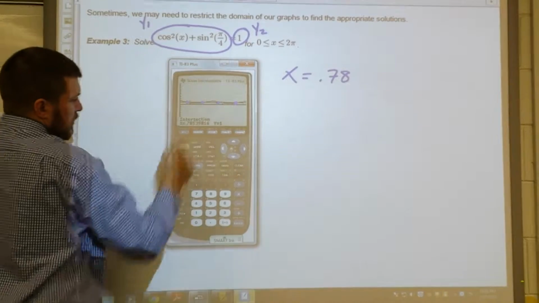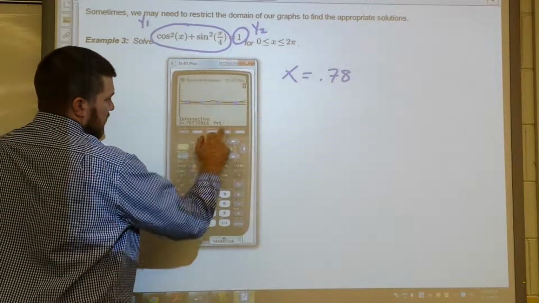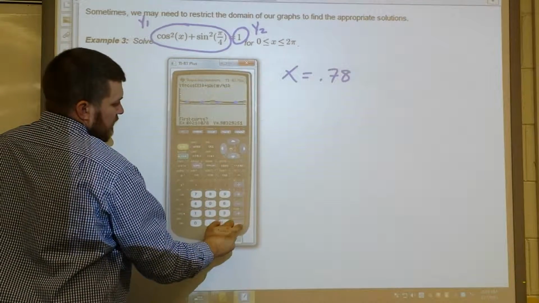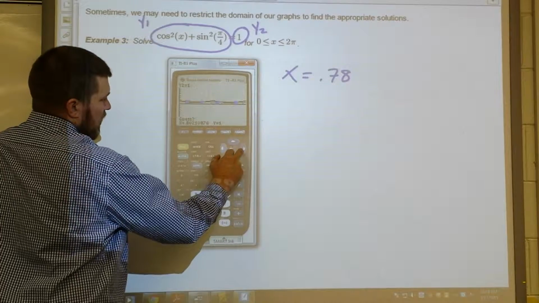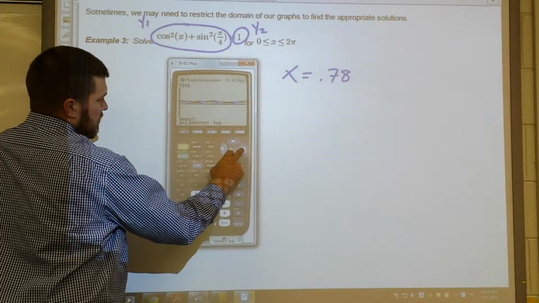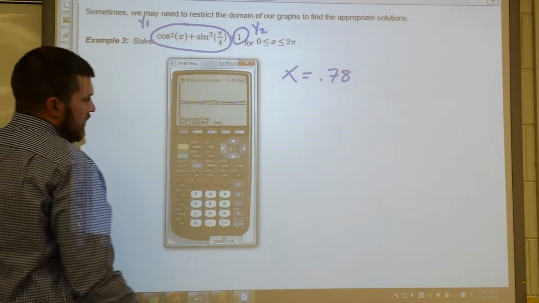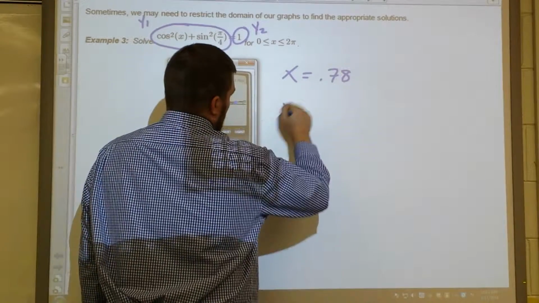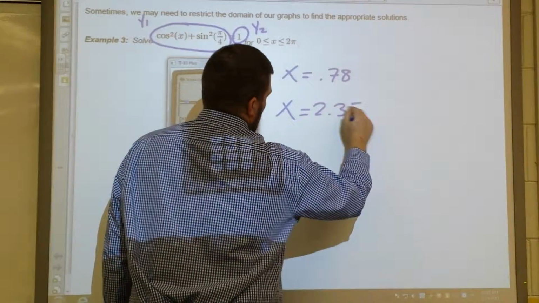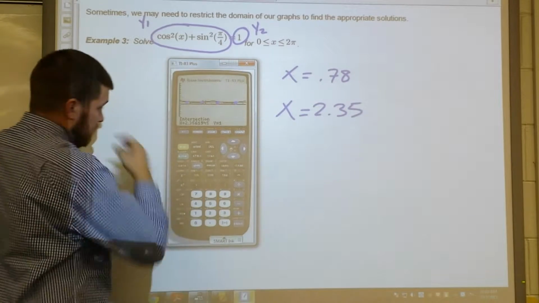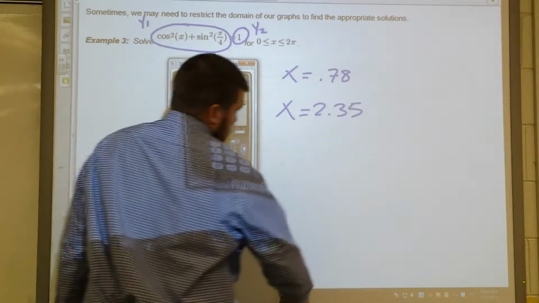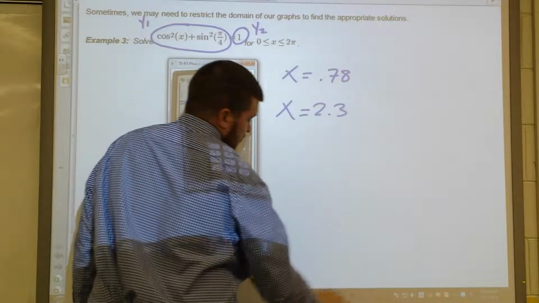Now I want to find the next point of intersection, so I need to repeat the process. Second calc, option 5, first curve enter, second curve enter, guess, move your cursor into position. And I get x equals 2.35. Again, I'm rounding, no big deal. And actually that should be 2.36 if I round correctly.